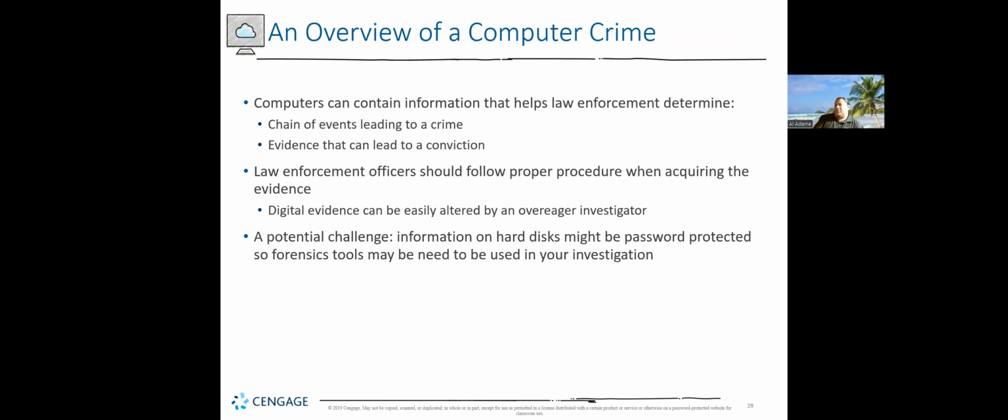So here we go. Computers can contain information that helps law enforcement determine the chain of events leading to a crime, evidence that can lead to a conviction. I'm not trying to get gory with any of these details, but how many times have you heard of people that have murdered their significant other, and they Googled, or did a computer search on, you know, let me think of something a little PG here. Whatever have you. They did searches for how to bury people or how to cremate people. There you go. It's about as PG as I'm going to get.